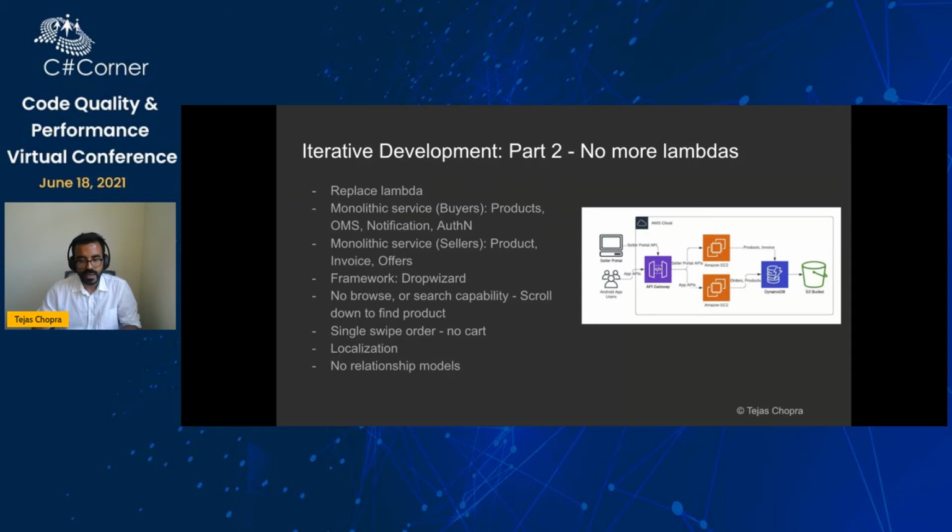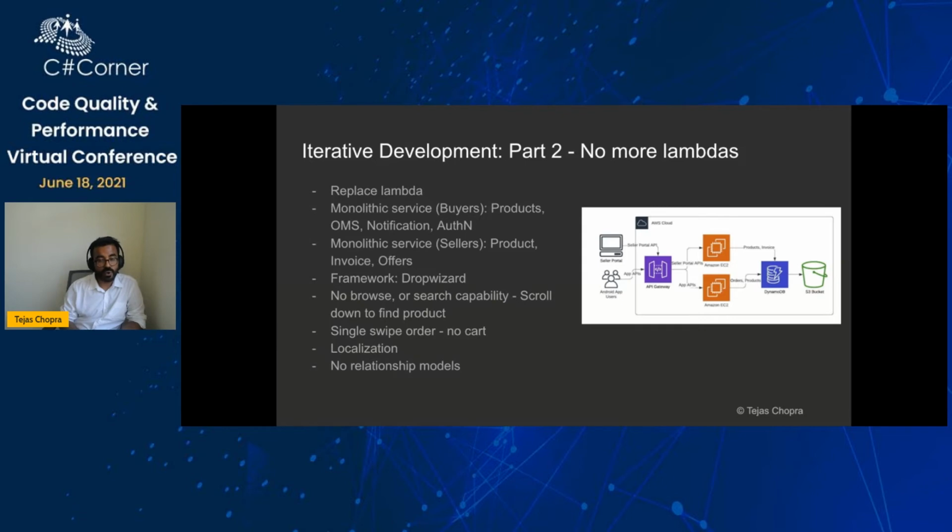It did not have any browse or search capability. It was still scrolling down to find the product. And the one thing that I did introduce was a swipe based order. So the user would look at the products, enter the quantity that they wanted, and just swipe, and it would place an order on the back end. And it did result in a lot of false positives, but it was simpler experience for our customers.